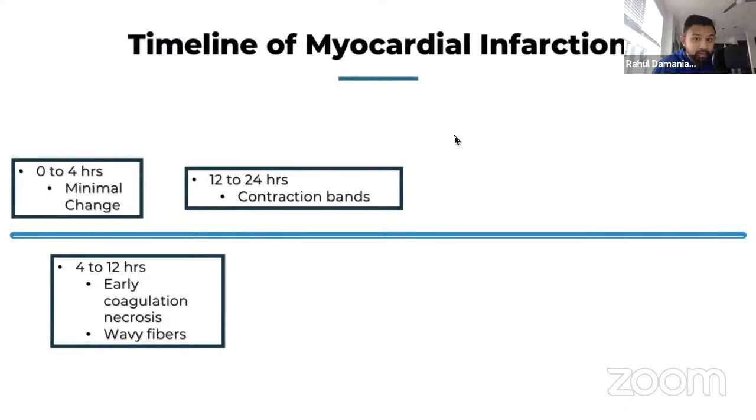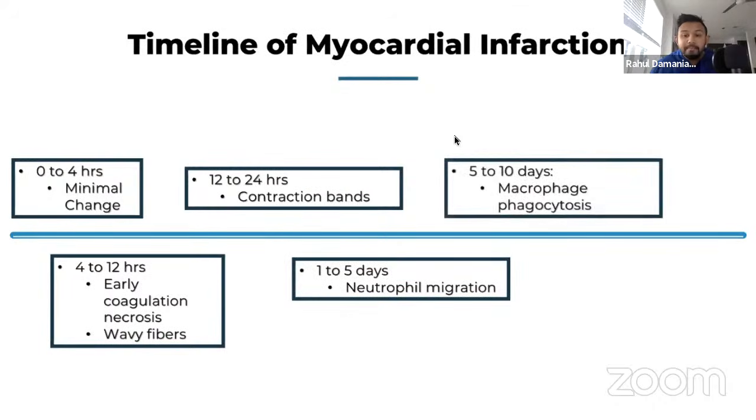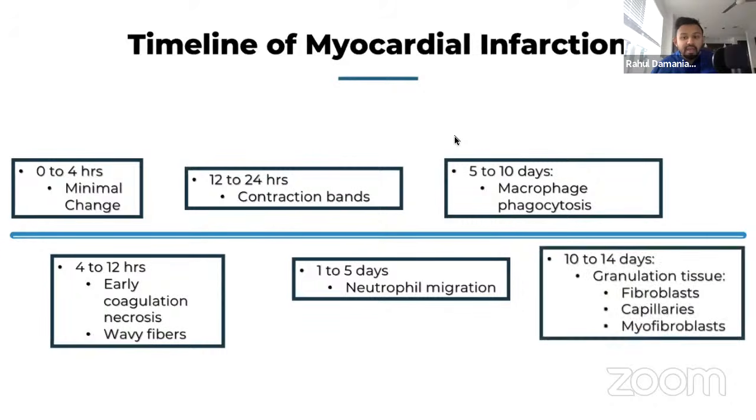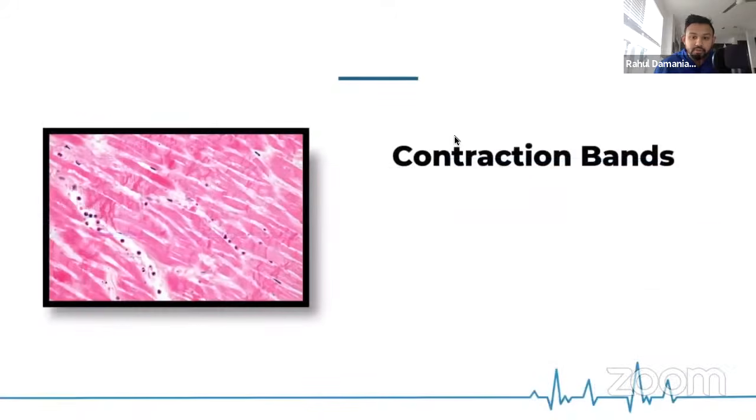Keep that in mind. And then you're going to have neutrophil migration followed by macrophage migration, 1 day, 1 week, and then granulation tissue that is going to be composed of fibroblasts, capillaries, and myofibroblasts. And long-term, you can have collagen deposition and scar formation. Understand that timeline is important when you're answering questions for myocardial infarction.